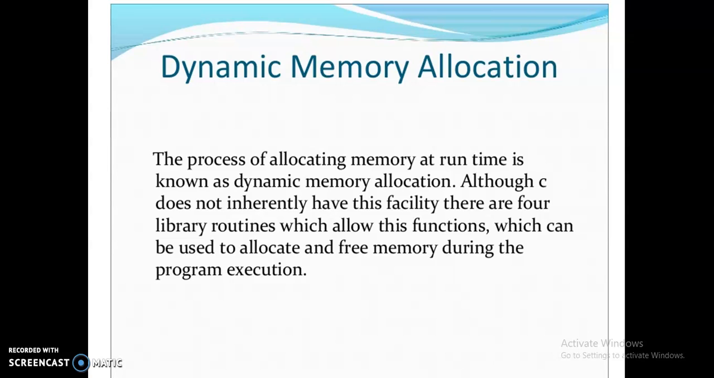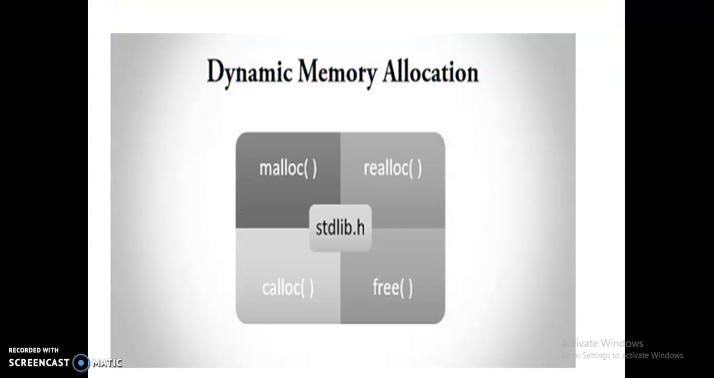So to avoid this, dynamic memory allocation is one of the important concepts for allocating memory at runtime. This is done by using 4 library functions in C. The 4 library functions are malloc, realloc, calloc and free. So these are all the library functions.